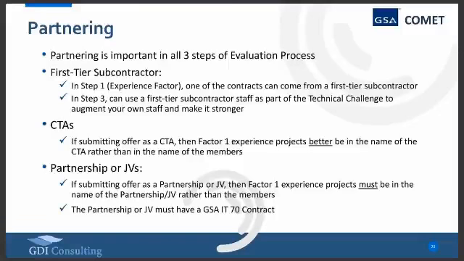And also remember that partnership or JV itself must have a GSA IT70 contract. You can't say that the members have it, but the JV doesn't have it. So this limits a lot how you can use JVs. But I think first-tier subcontractors is the easiest way to go for this, unless you have some problems with that. Then perhaps CTAs might be another substitution for that.